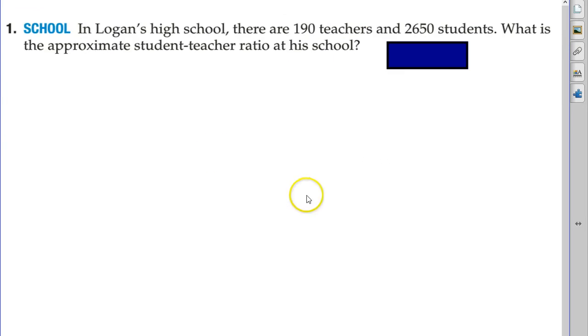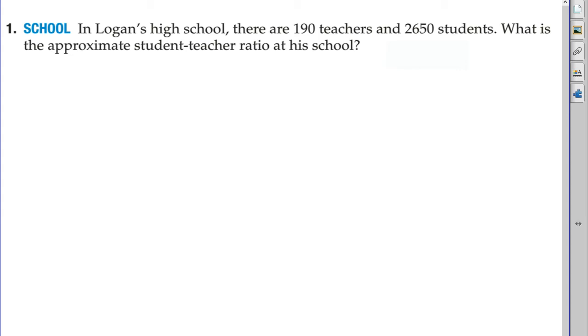All right, so here's what's going to happen now. The first problem is going to pop up. It's on your notes. In a second, a little question is going to pop up for you to do this problem. Click the answer you think is best, and then go on. If it's wrong, you can watch me do it. If it's right, you can skip ahead. So in Logan's High School, there are 190 teachers and 2,650 students. What is the approximate student-to-teacher ratio at his school? Now, I'm going to do both exact and approximate. On the answers, you'll see the exact ratio, and then I'll show you what they mean by approximate. Okay, so good luck.